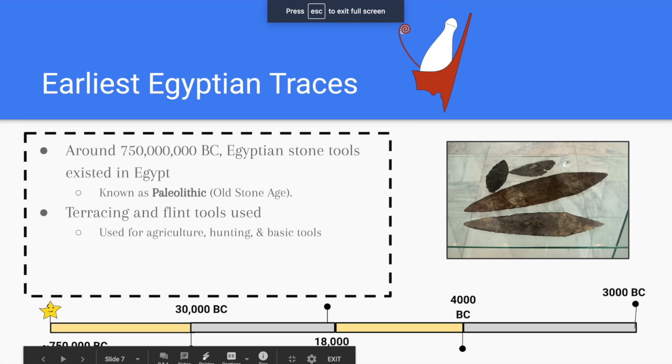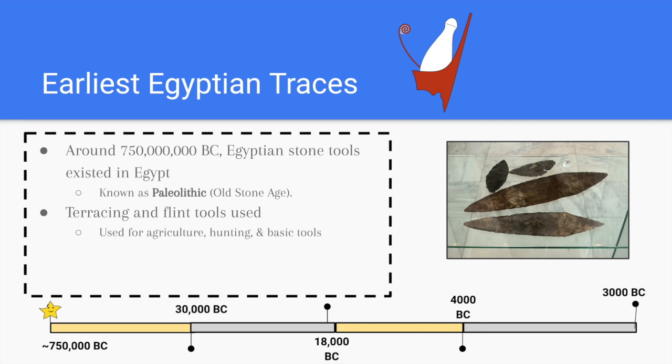All right. To actually begin my presentation, my lecture on prehistoric Egyptian culture, I'd like to begin with the earliest Egyptian traces. So there's a typo in the first sentence. I apologize for that. So it should say 750,000 BC, like it says in the bottom left corner of the timeline. So around 750,000 BC, Egyptian stone tools existed in Egypt.